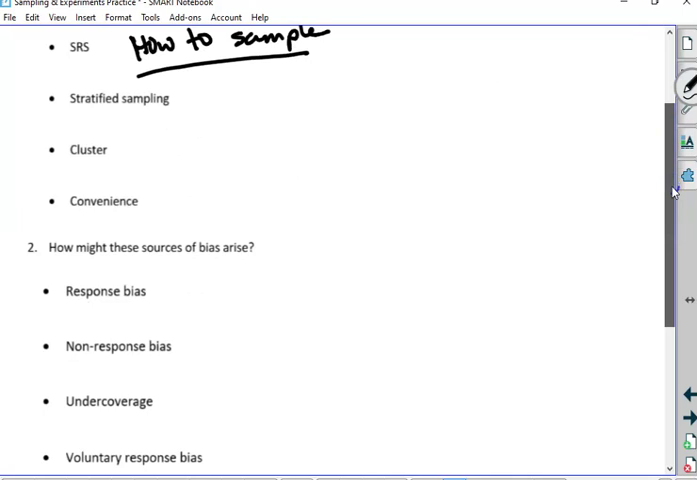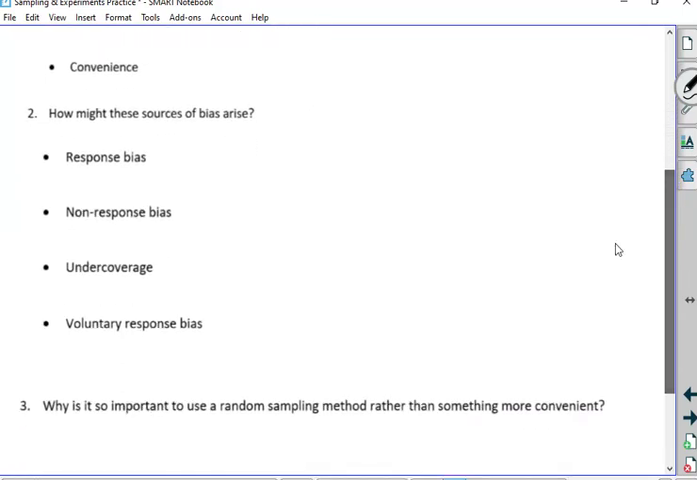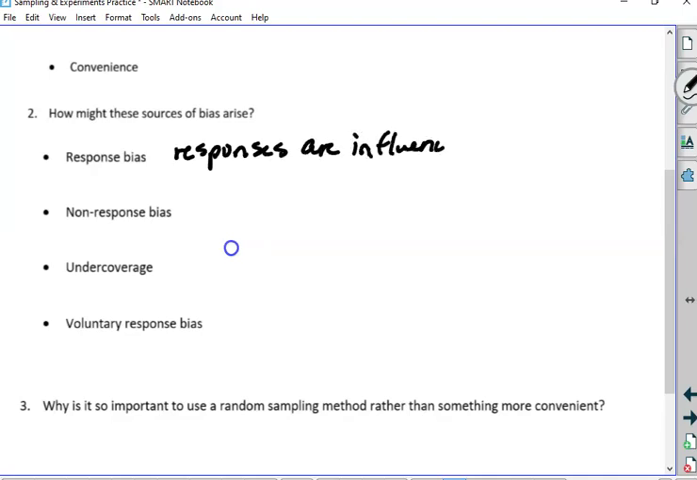So how does bias occur? Let's talk about the different types of bias. In a response bias, responses are influenced. So maybe the wording of the question, maybe the person asking the question, maybe the environment in which the question is asked, if it's a sensitive question. People are more likely to respond in a comfortable and honest manner to someone who is like them. So if you perceive that the person asking the question is very different from you and might judge what you say, then you might not be willing to answer honestly.